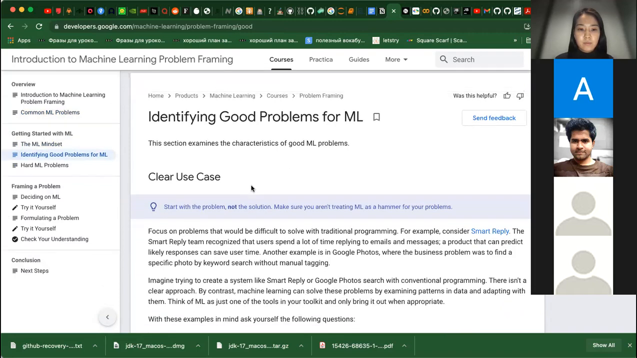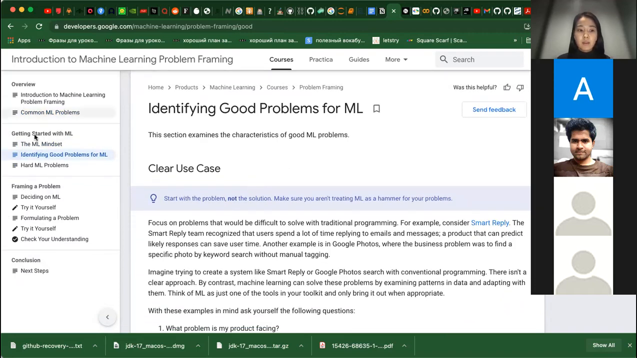Shall we start with ML mindset? Yeah, like this, the next block of knowledge. Okay. I just already read it before.